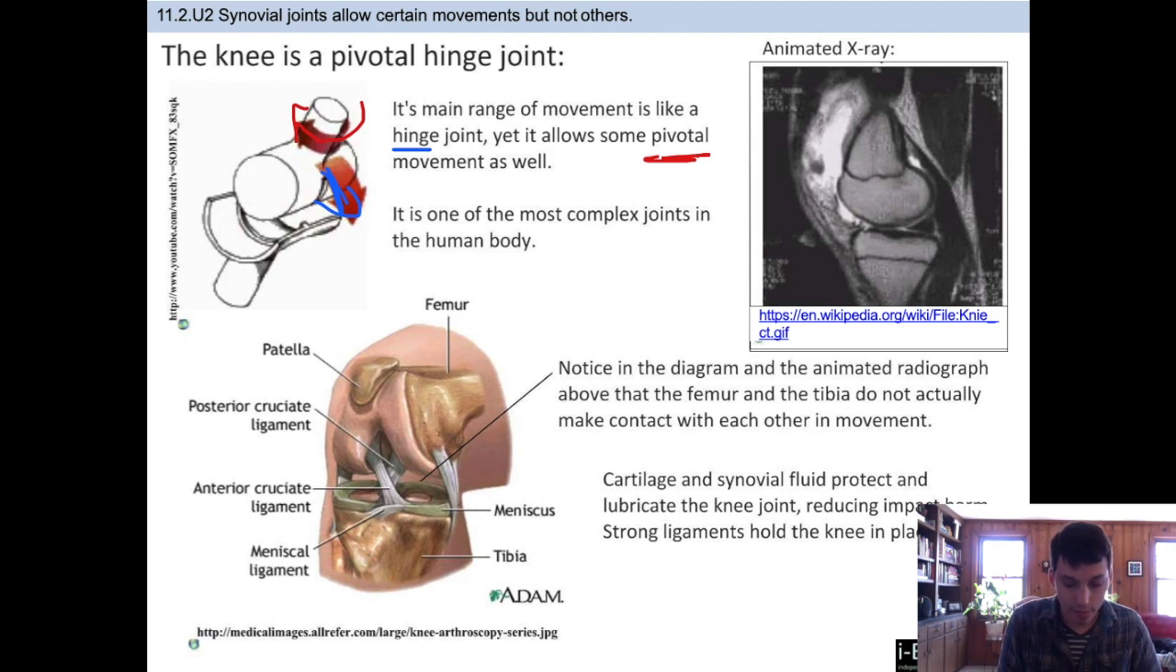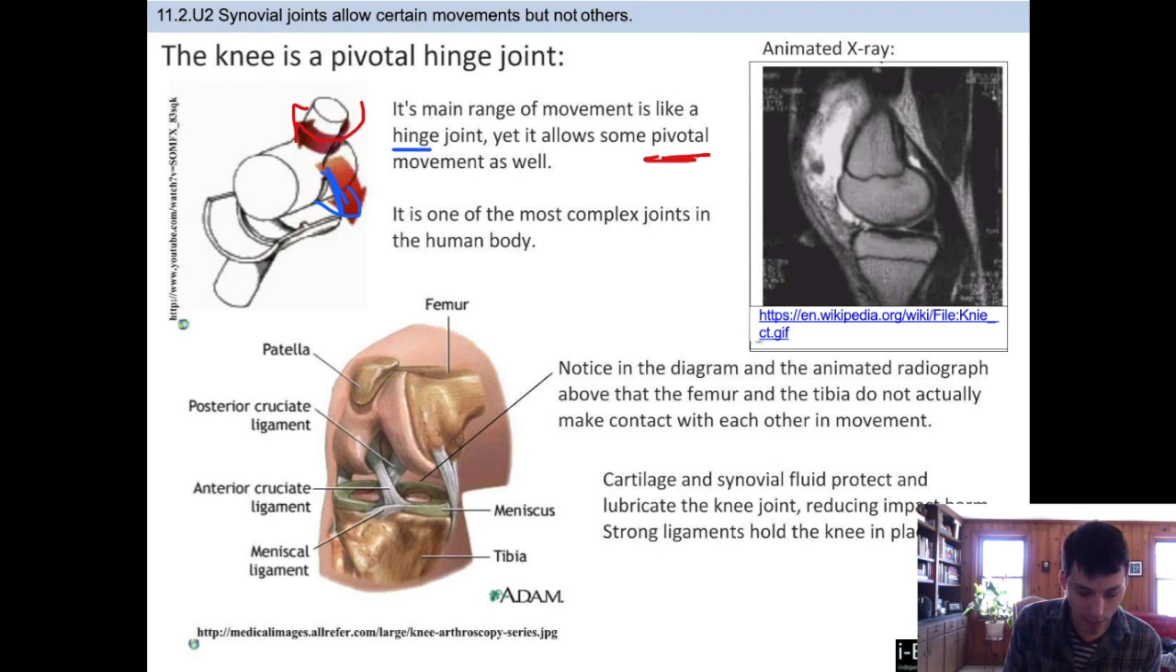You can see here in this picture, there's a lot of parts that must work together. And that's why the knee is one of the most commonly injured joints as well, especially among athletes, because there is a lot of stress put on the knees. There are a number of structures in place to improve stability.